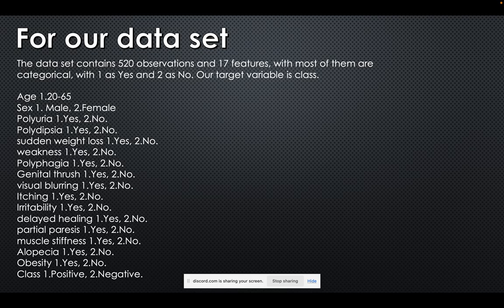We have age, which ranges from 20 to 65. We have sex, polyuria, polydipsia, sudden weight loss, weakness, and various other features, and we mark them with one for yes and two for no. And of course, for sex, we decided to go with one for male, two for female, and one for positive and two for negative for class.